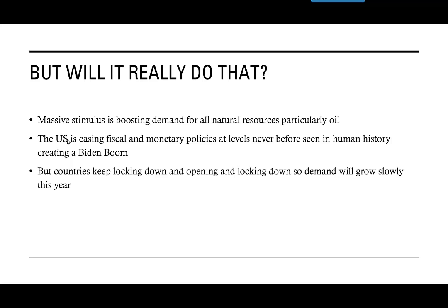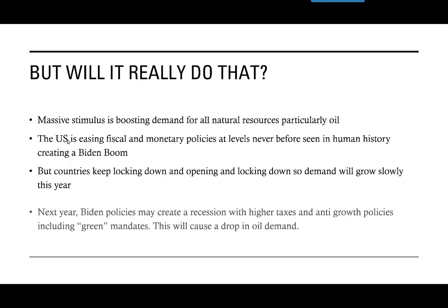Now, the way I'm looking at this is, the fiscal boom is going to be there. In the U.S., we're in the middle of the Biden boom. But global demand is not going to grow very much. It's going to grow slowly as countries get more and more vaccinated and open up more and more. And so it's going to be a slow rebound, really, until the end of 2022 before we get back to normal from a global perspective in terms of oil demand.